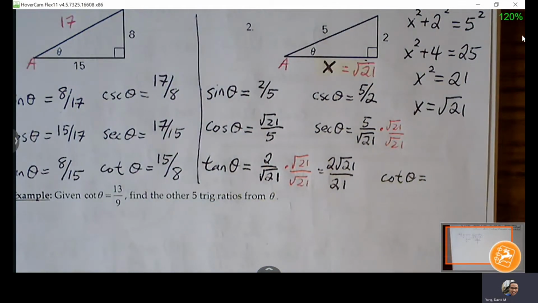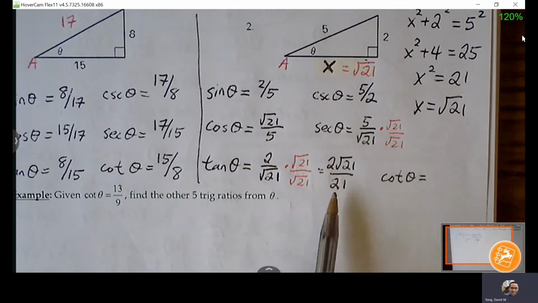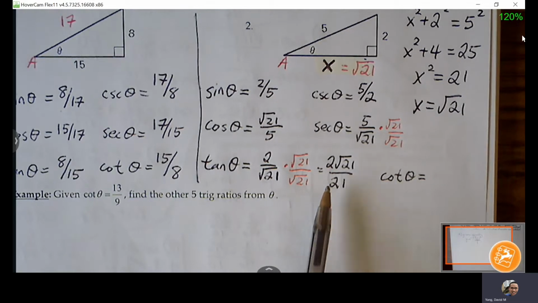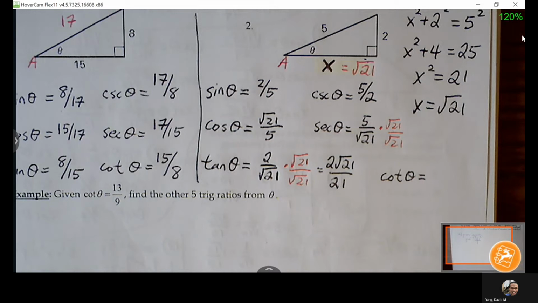On tangent, can you just leave it like 2 over, rather than simplifying it down? Or will you mark points off if you don't simplify it? Oh, you mean if I just leave it as like 2, right there? This one? I will ask you to rationalize it. Okay. So if I ask you to rationalize it, then for full credit, you will need to go through that additional step.